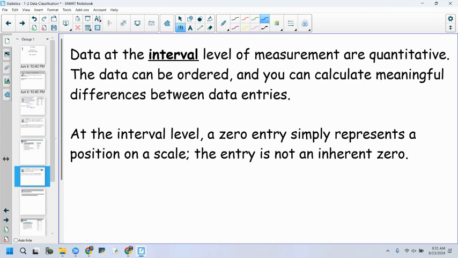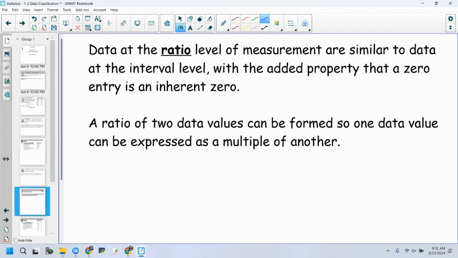I like to think about time that same way. Year 0 is just a position on a scale, right? I could go below 0, I could go above 0. It's just a position on a sliding scale. That's the interval level. You're going to find that temperature and time are really the big ones that I use to describe interval level. And our last level is called the ratio level.